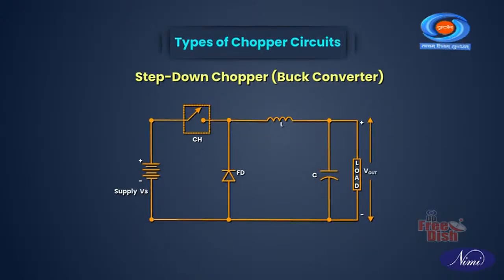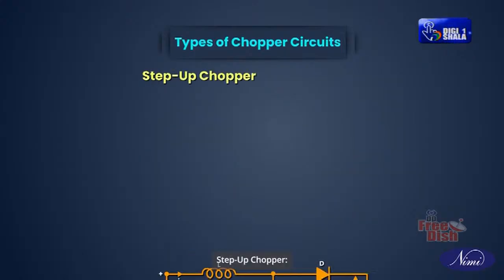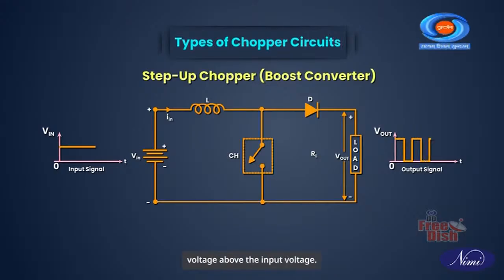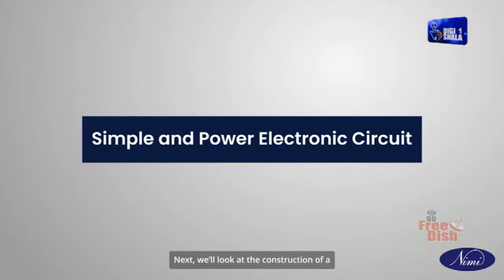Step-down chopper. In a buck converter, the output voltage is lower than the input voltage. Step-up chopper. A boost converter increases the output voltage above the input voltage. Next, we will look at the construction of a simple electronic circuit and power electronic circuit using simulation software.